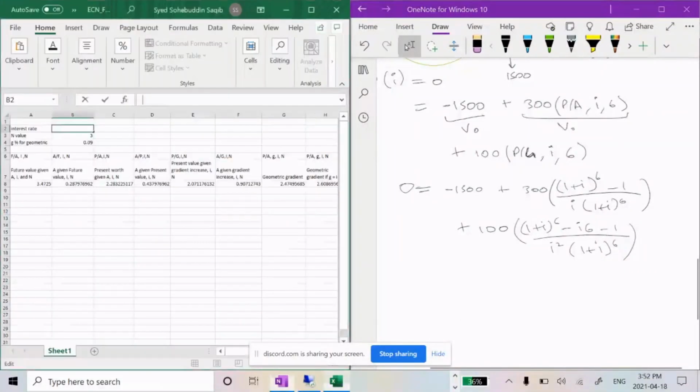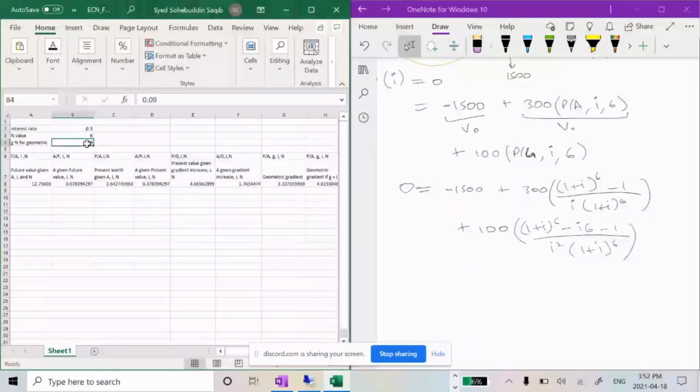So the interest rate, let's start with 30%. There are 6 periods, 0.3. My bad, 0.3. And G isn't needed here, you only need G if you have a geometric gradient. So just put this as 0. Okay, so we need P/A and here it is, P/A right here.